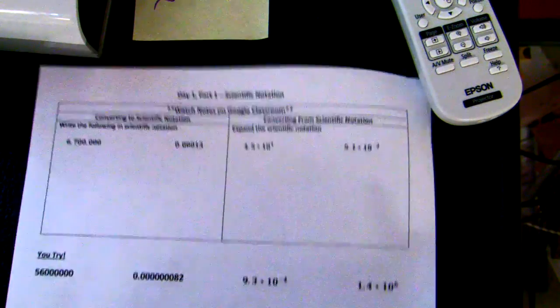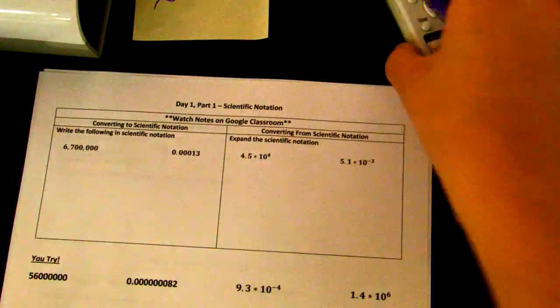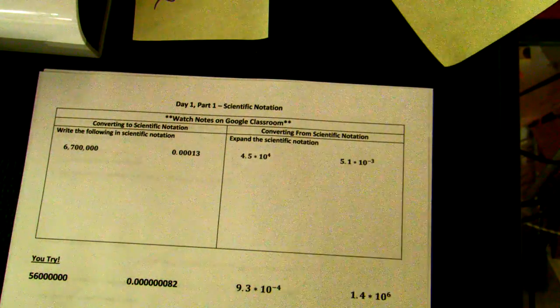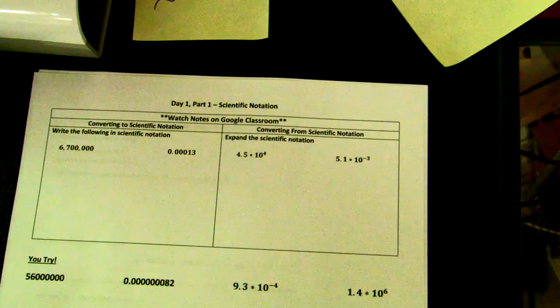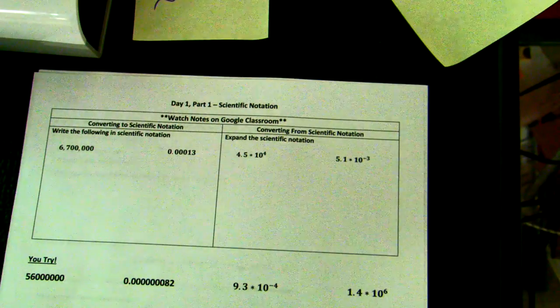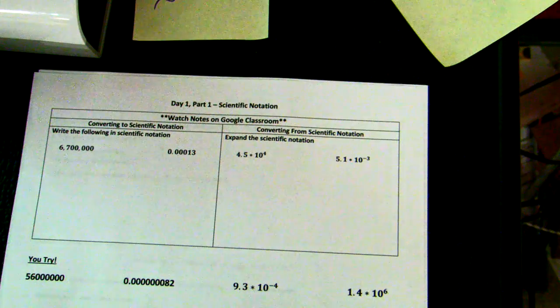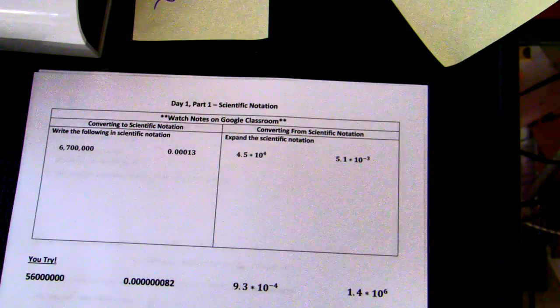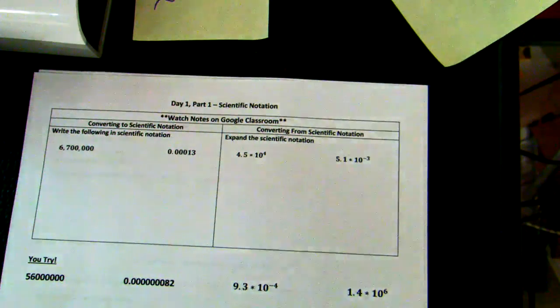You should be at the top of your packet on scientific notation under the section where it says watch on Google Classroom. We're going to go through these 4 practice problems first, and then you're going to try a few on your own. Now, reminder, scientific notation just allows us to rewrite numbers, either really, really large numbers or really, really small numbers, so it makes it a little easier for us to read them.